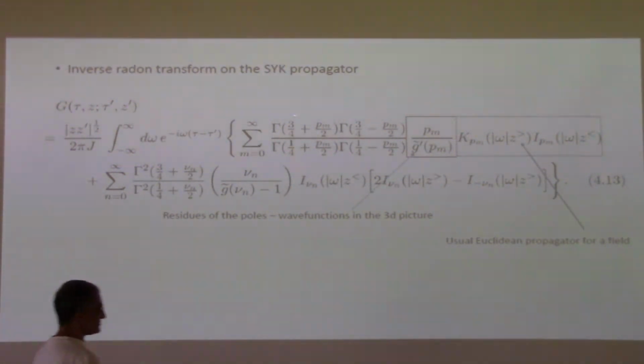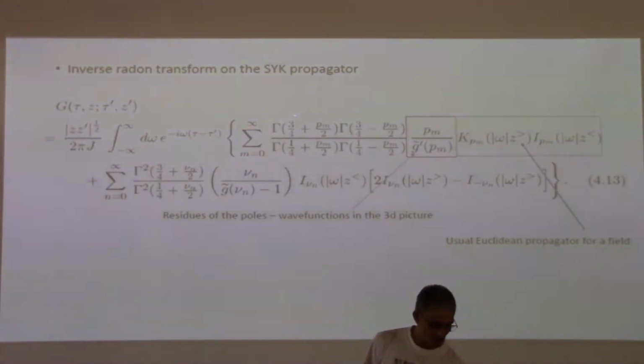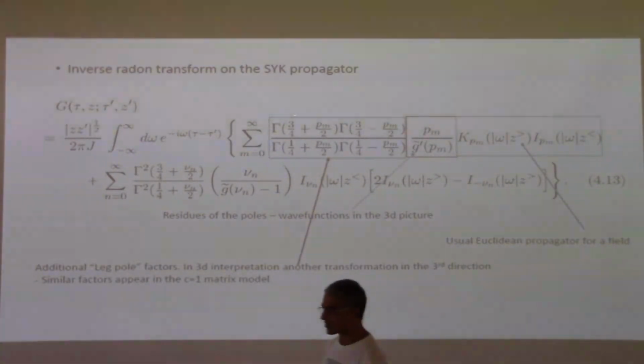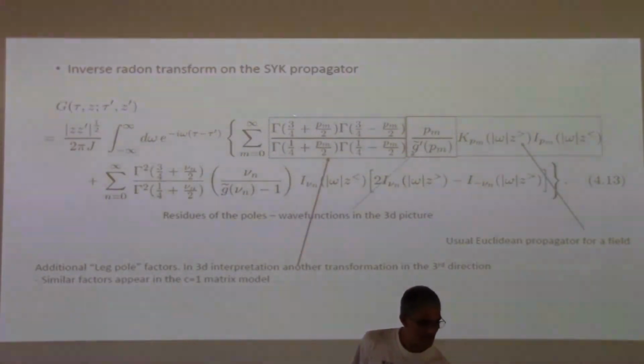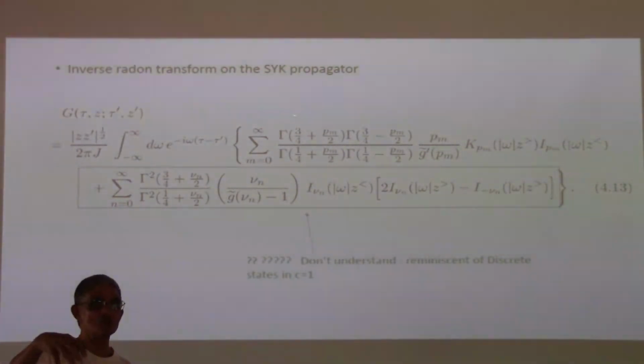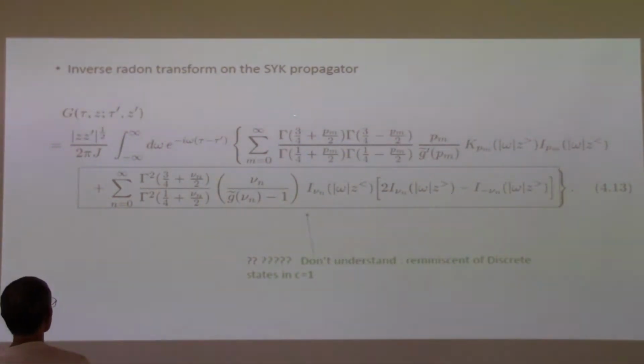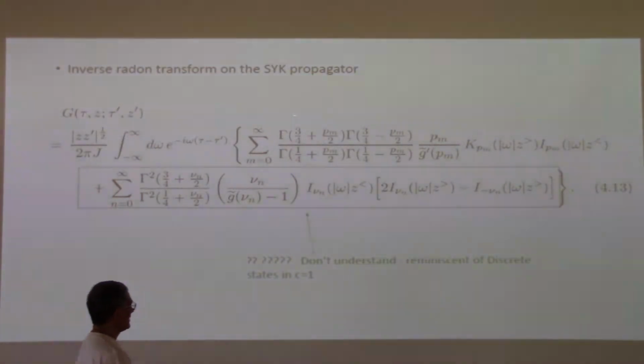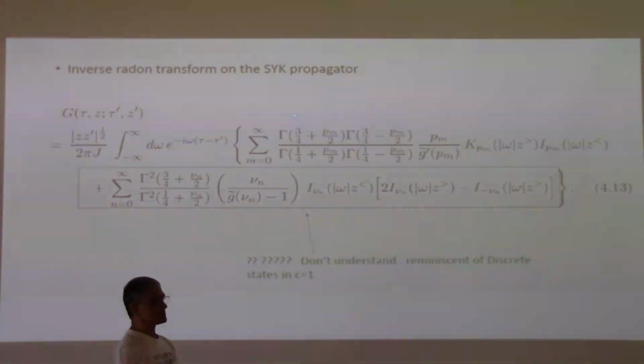But there is this second class of terms which we don't understand at all, which could be either very interesting or something wrong. I don't know which one it is. It seems to contain a sum over some different poles, some different contributions which were not there in the SYK structure. This looks a bit weird, but this has happened before.